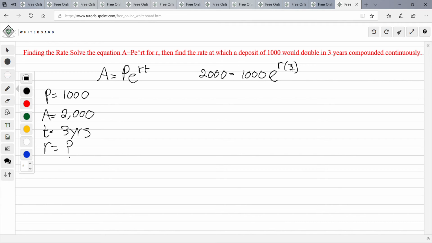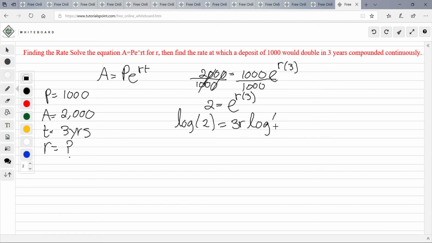So our goal is to solve for R. We're going to have to log both sides, because we want the exponents in front. So before we take the logs of both sides, I'm going to get rid of this 1,000. So I'm going to divide everything by 1,000. So the zeros cancel. On the left side, you're left with 2. And then you're left with e to the r3. Now we can take the log of both sides. On the left side, you're going to take log of 2. Equals, when you bring this in front of the log, 3r, or r3 is the same thing, 3r of log of e.